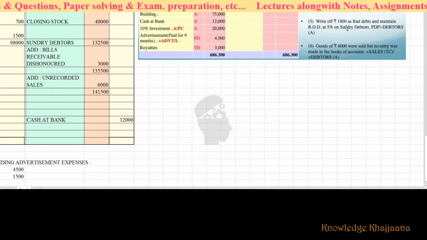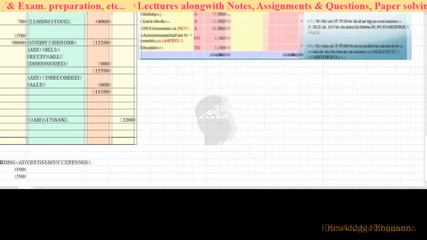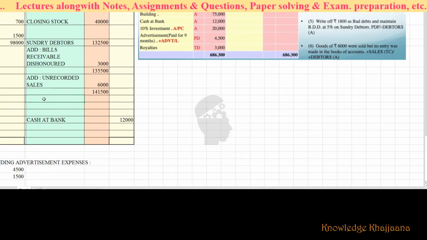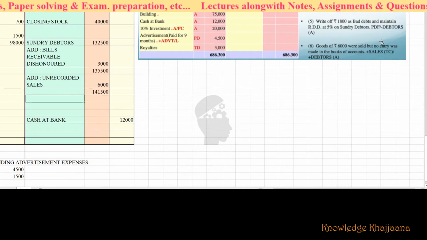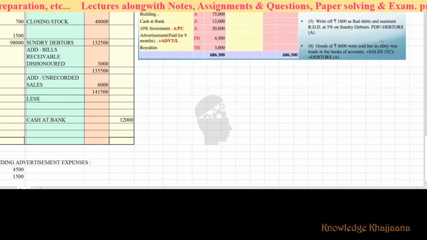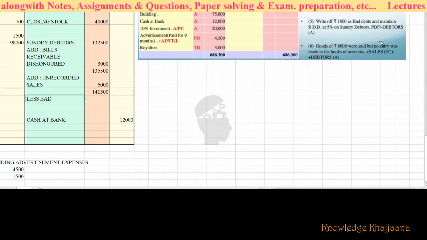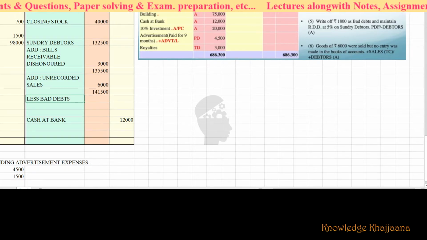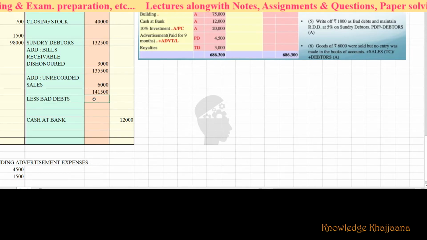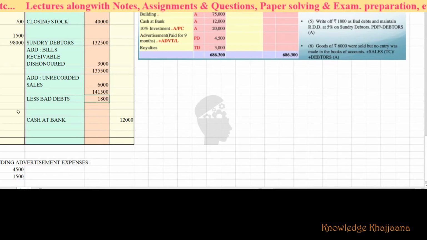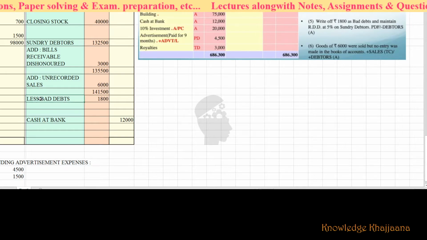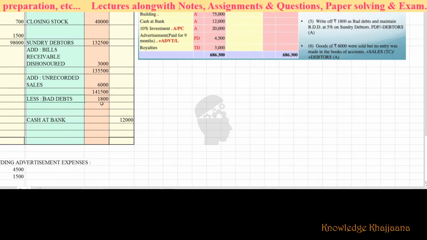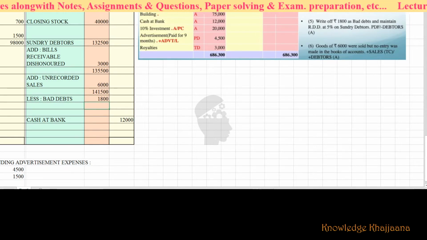Okay, now let's see. Write off rupees 1,800 as bad debts. Now we have to write bad debts, right? So less bad debts. What is the amount of bad debts? Rupees 1,800. Okay. So what is the total?